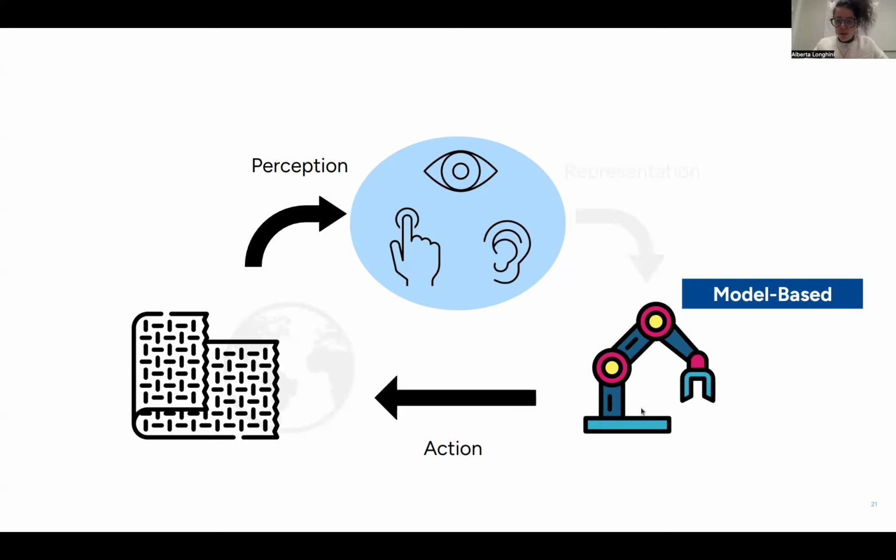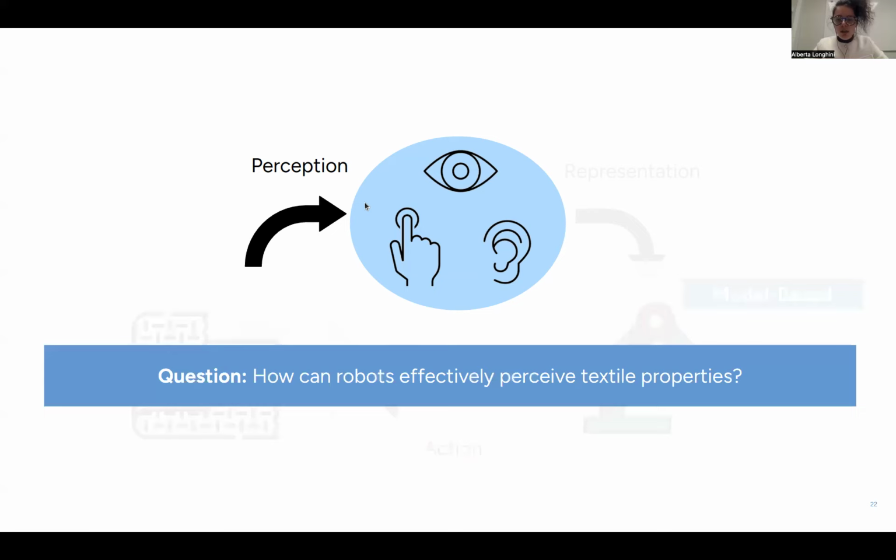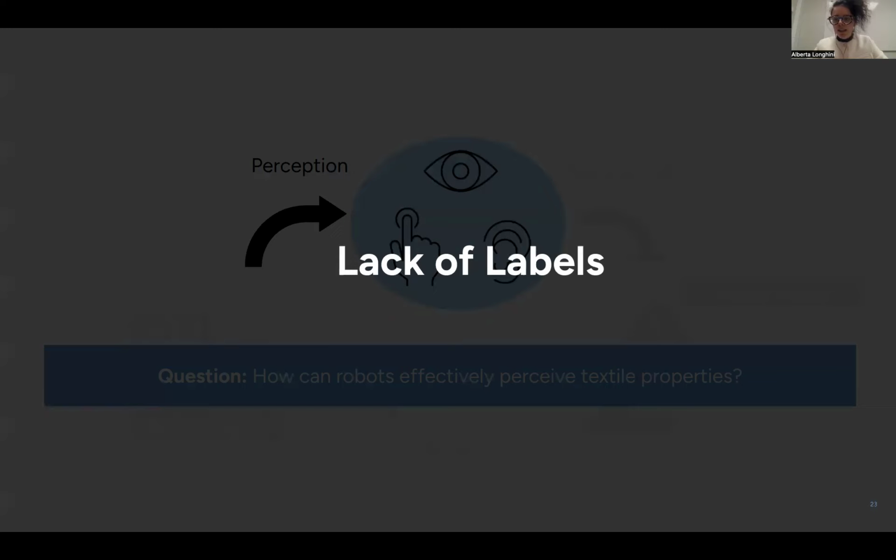So let's assume that the robot interacts with the environment, with the object, and the object provides some feedback. Then the question that we have is: how can the robot perceive the properties of the object? Because that's the first thing that we want to understand, so perceive these different variations. And this is hard because we do not have labels.